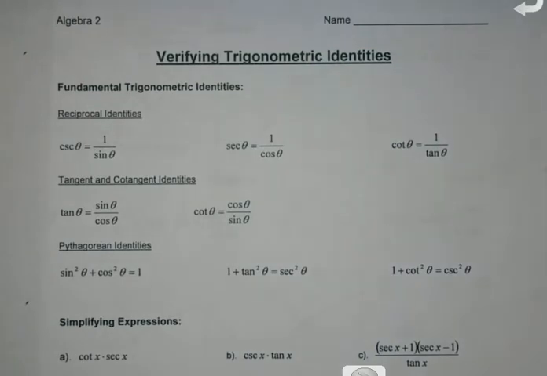Verifying trig identities. This is, I guess, what I would call it if I was going to make a comparison, I call this the proofs of trig, because it's like proofs. So basically what we're going to do is, and you will never be without this chart that you see up here at the top. Okay? So do not go into panic. You do not have to have these memorized.